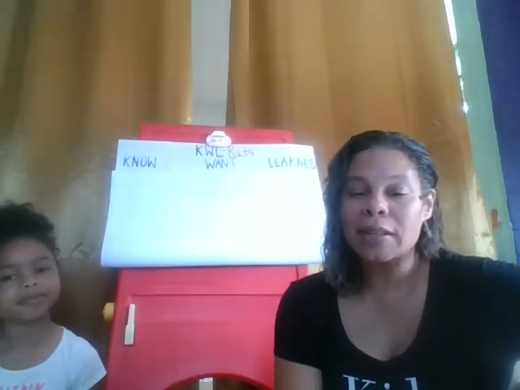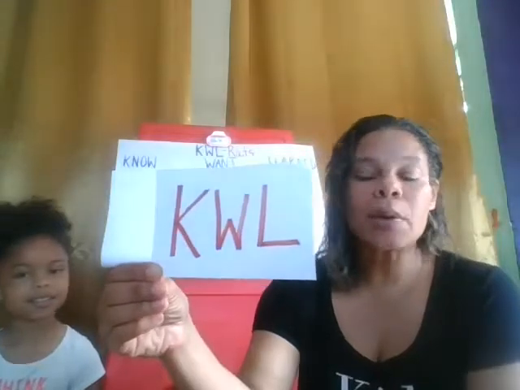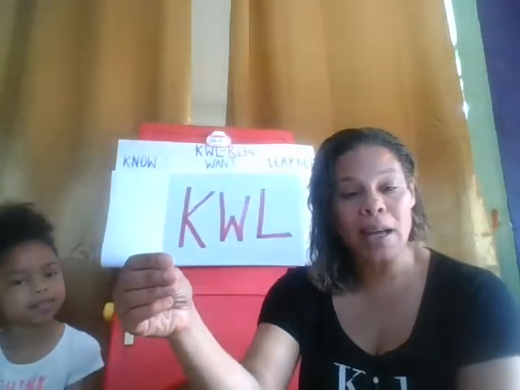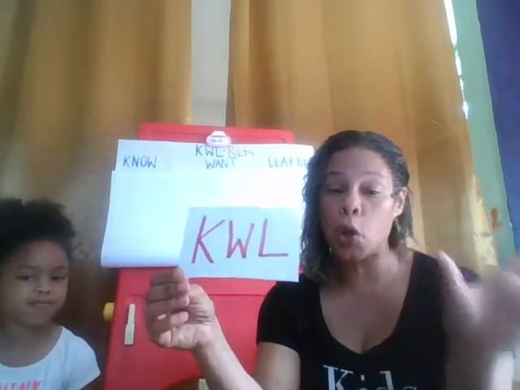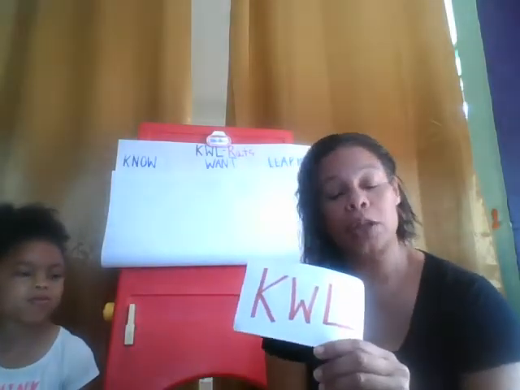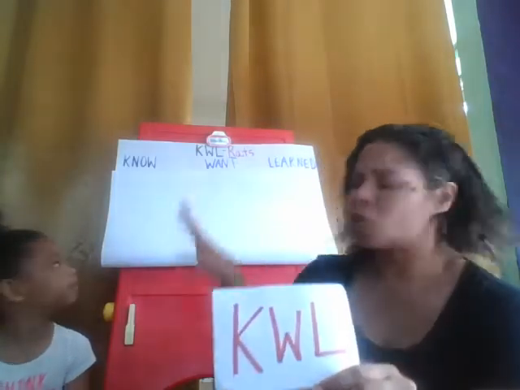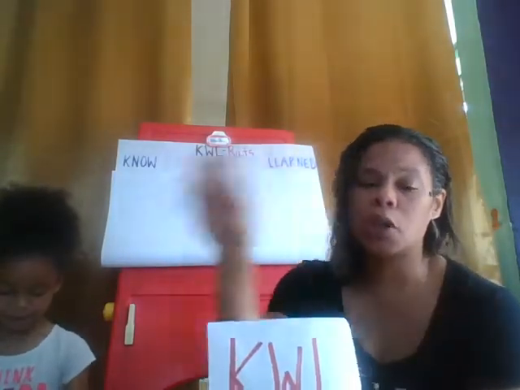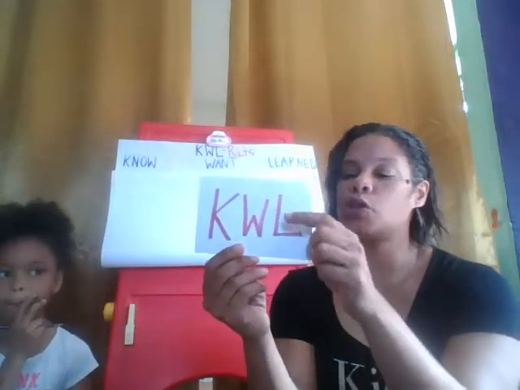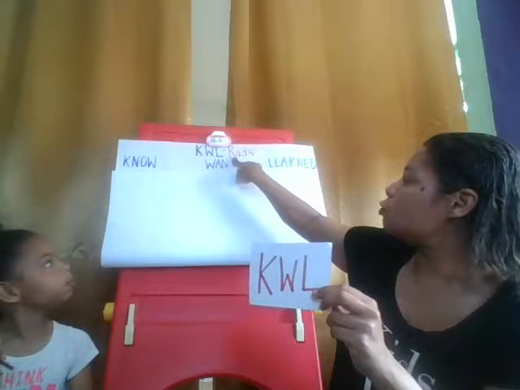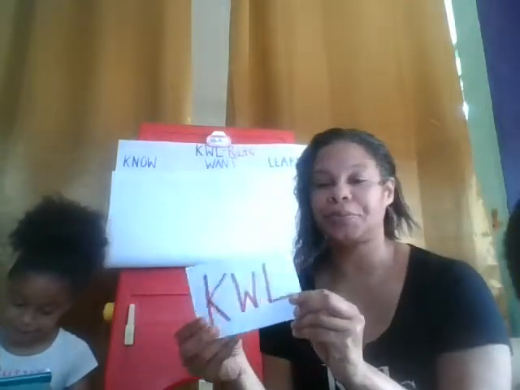We are going to be working on something today called a KWL chart. A KWL chart is a way that you can organize information as you read. It helps you to think about what you already know about a topic, what you want to know about a topic, and what you learned. At the top of your page, make sure you have enough space because we're going to be doing a whole chart. I want you to write the letters KWL, and then the topic, which is rats. So at the top, KWL and rats.